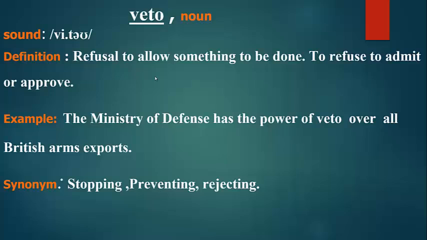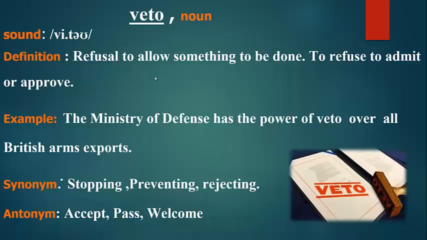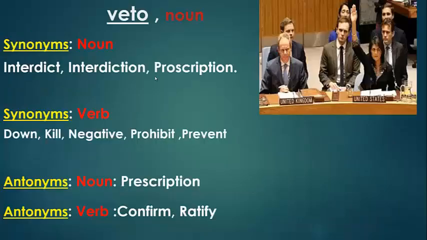A synonym: stopping, preventing, rejecting. Antonym: accept, pass, and welcome. So veto. When you sign veto, this means that you reject or refuse or stop something from happening. We have here a nice picture. I think this is a universal or international meeting for countries. Veto as a noun has many synonyms like interdict, proscription.